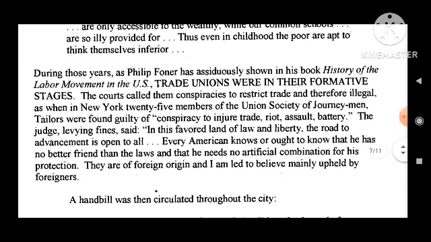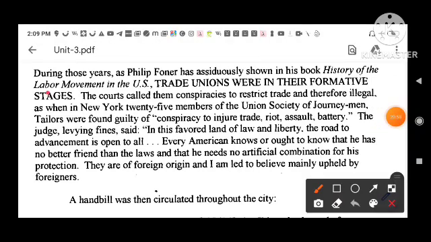During those years, as Philip Foner has assiduously shown in his book History of the Labor Movement in the US, trade unions were in their formative stages. Here you can note down the point: the labor movement in the US and its trade unions were in their formative stages.